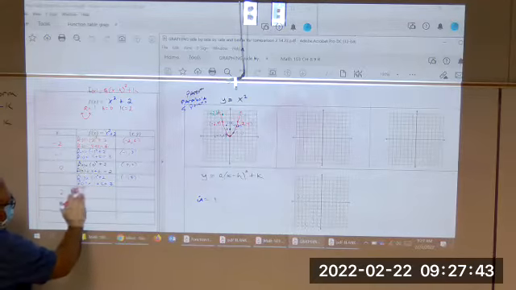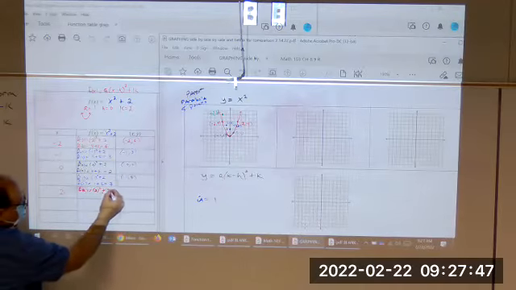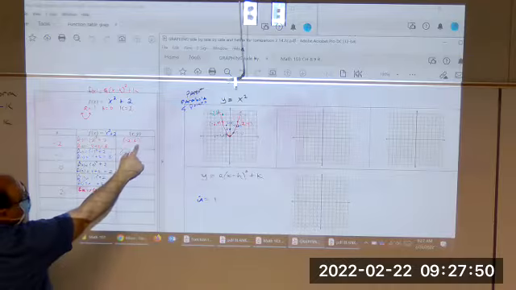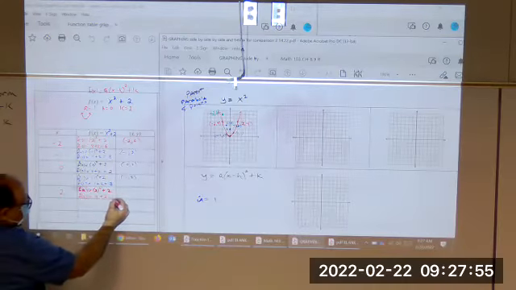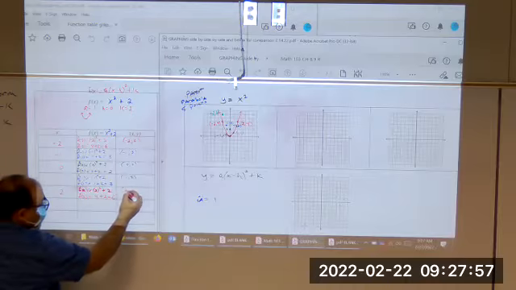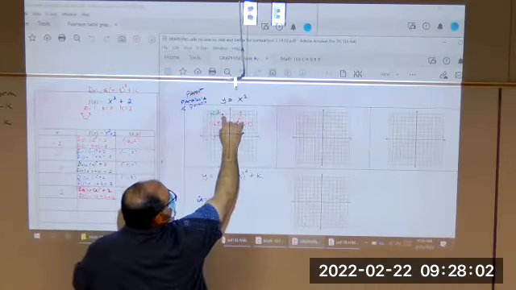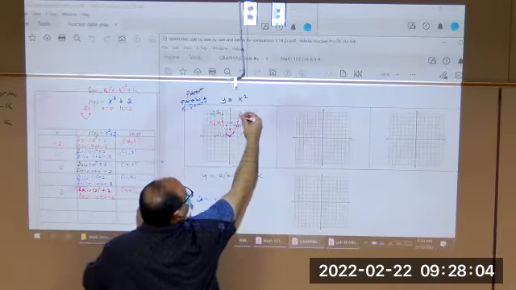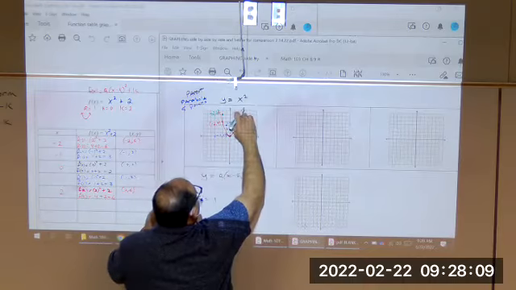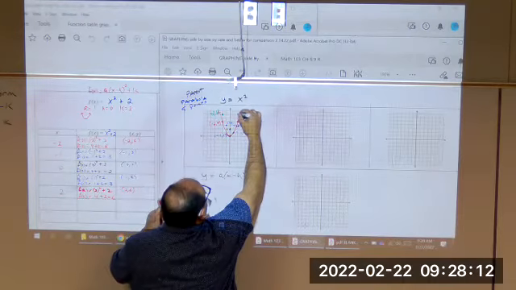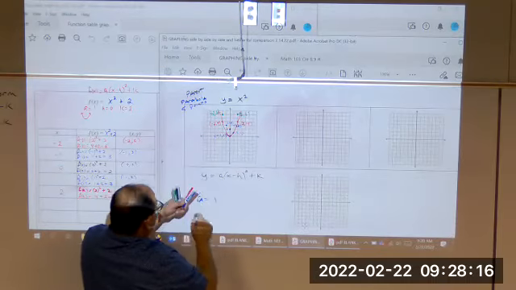Now +2. 2 squared, and then plus 2. That's the last time we plug in. So f of 2 is 4 plus 2, and we get 6 again. So symmetry still holds. 2 away to the left is 6, 2 to the right is also 6. This parabola looks like this.